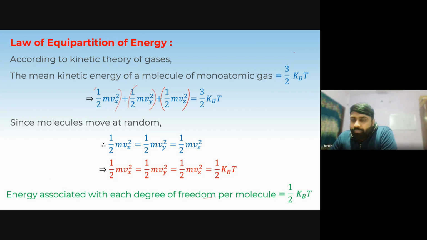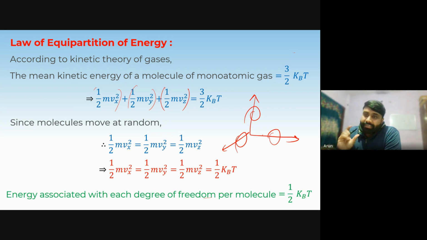Because this monoatomic gas molecule possesses only 3 degrees of freedom. Why? Because it can only translate along 3 axes, not rotate. We are not considering the spin about its own axis. We are only interested in the translatory motion. So 3 translatory motions it can have, so we can say that it has 3 degrees of freedom. So the energy associated with each degree of freedom per molecule is half kb into T.